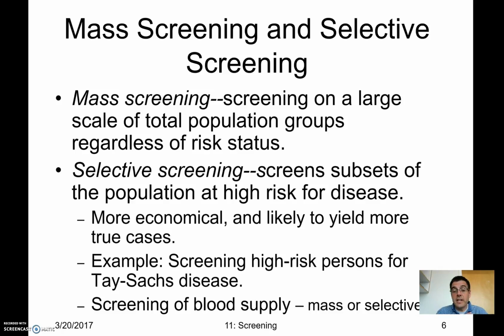Another selective screening process that one can look at is testing the blood supply. You think about how individuals go in and donate blood, and there are specific selective tests that are done within those that donate to determine whether there are certain viruses or infectious diseases within that. So that is a selective type of screening.